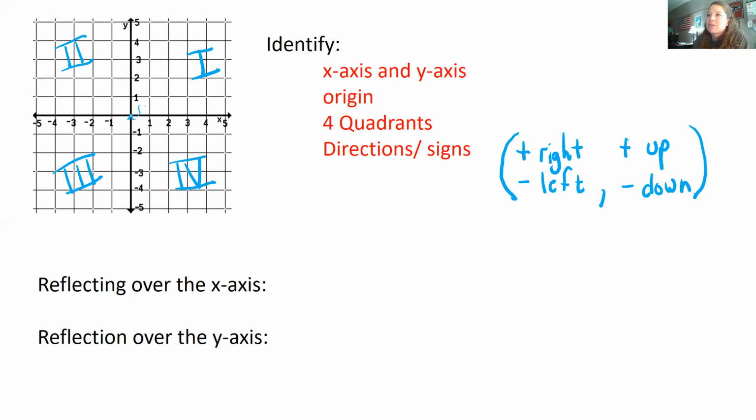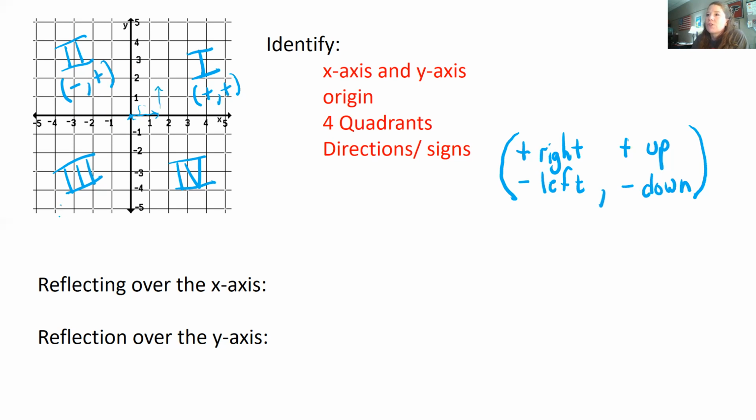Okay, so to get into quadrant 1, you have to have 2 positive numbers, because starting at the origin, you would have to go right and then move up. So to get into quadrant 1, you would need 2 positive numbers. To get into quadrant 2, you would start at the origin, go left and then up. So the first number is negative, and the second number is positive, which means you're going to end up in quadrant 2.